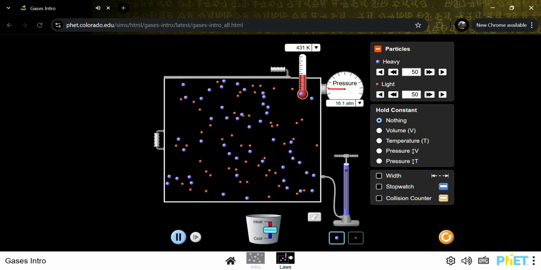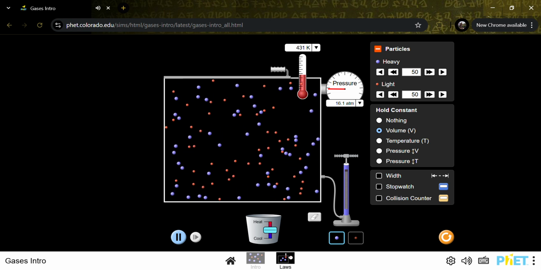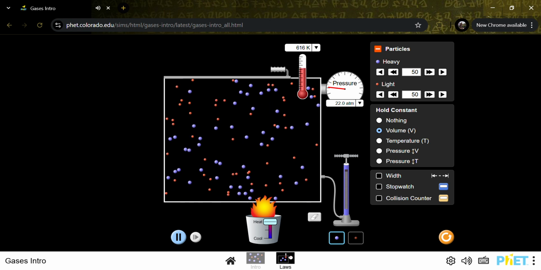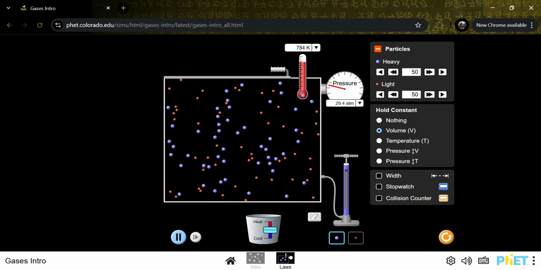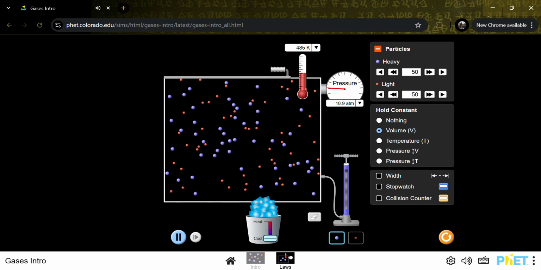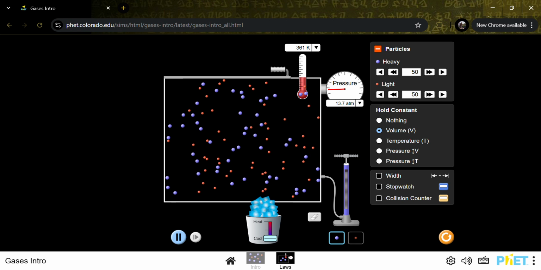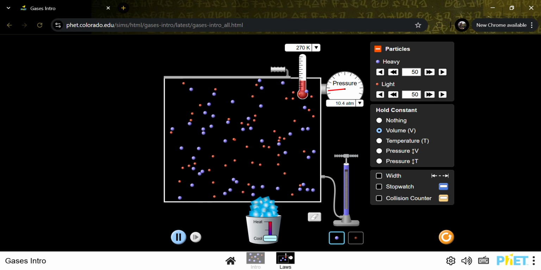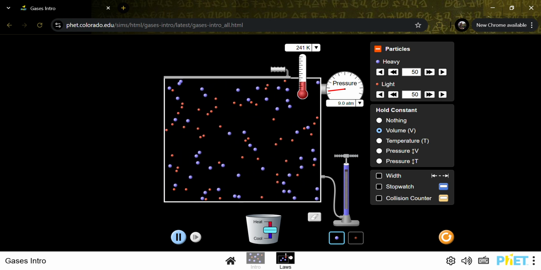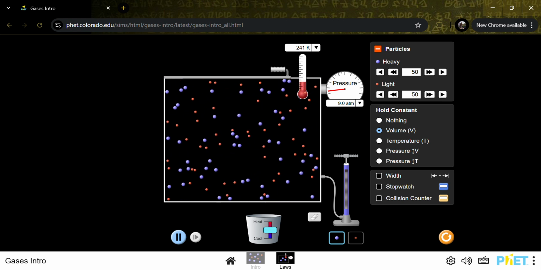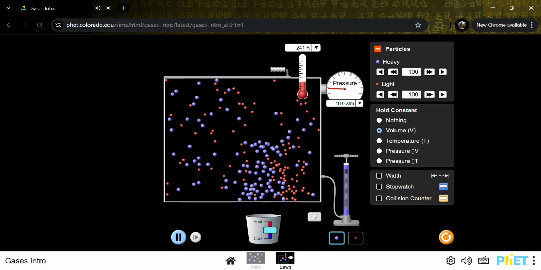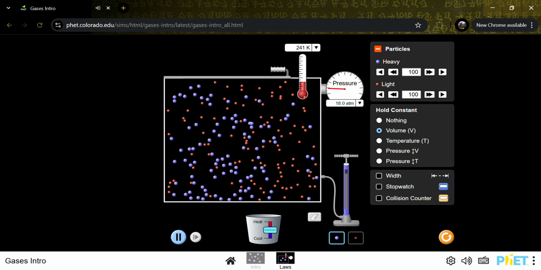When you have the volume as a constant, you can change the heat, and again, the pressure will go up because particles are faster. When you lower the heat, make it cold, the particles will slow down, and the pressure will lower. On the other side, you can have more particles in the container, and that will also raise the pressure over time at a slower rate.